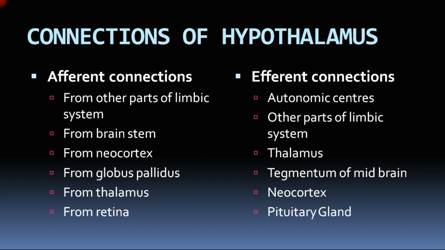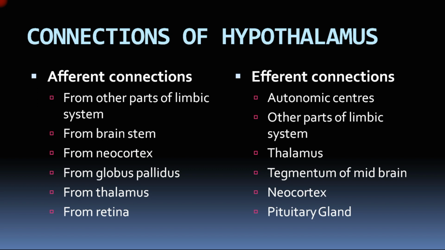So it is connected with various outflows, and thus it regulates or integrates the function of various outputs like autonomic output, the other endocrine output, the attention, the emotion. Everything is integrated by the hypothalamus. So that is performed with the help of its connections.